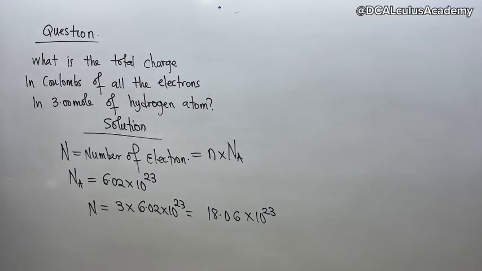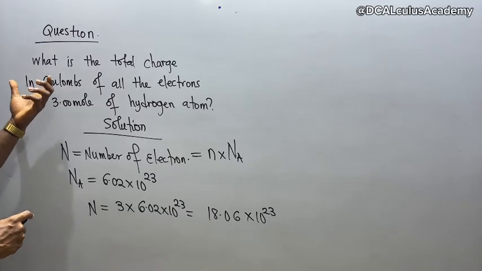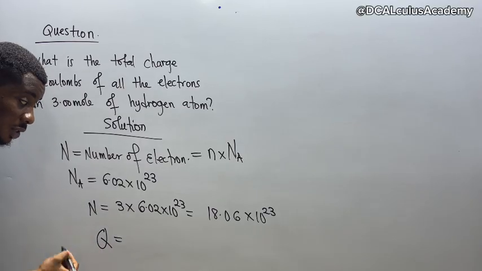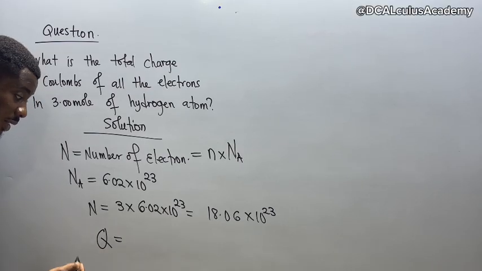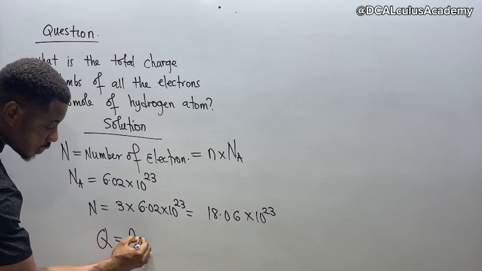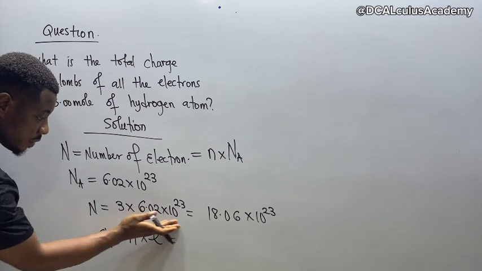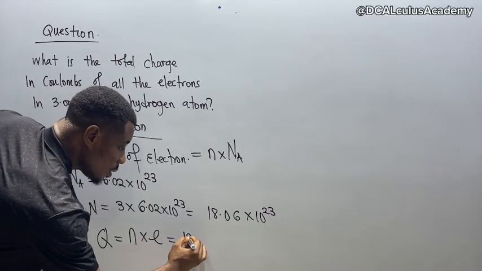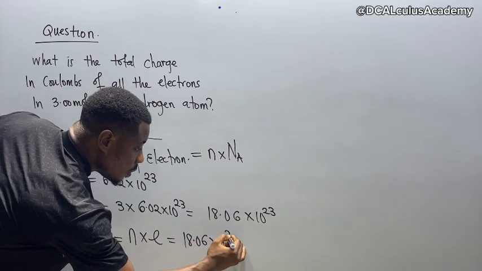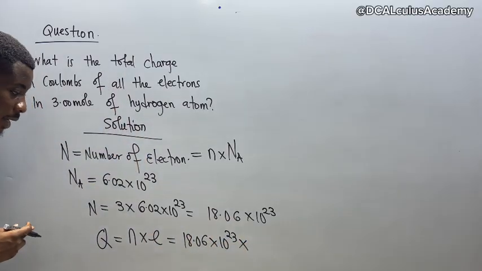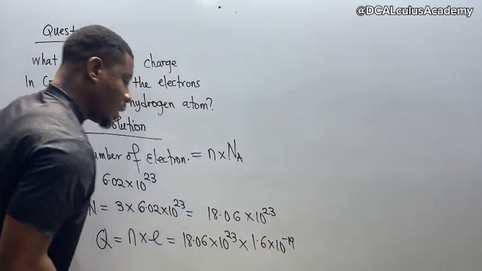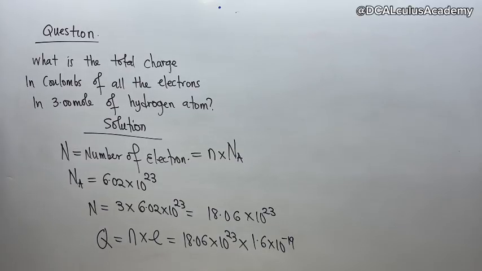Now, the next thing I'll do here is, how do I get the total charge? Remember that your total charge is equal to number of electrons times E. Now we have found the number of electrons. Remember that the N this time means number of electrons. So number of electrons is now 18.06 times 10 to the power of 23. Then multiply by the charge of the electron, 1.6 times 10 raised to power minus 19.